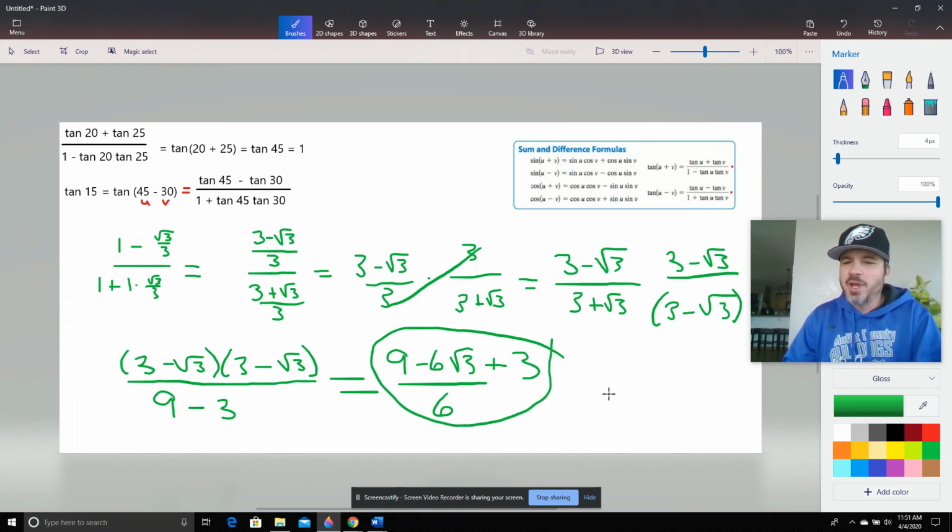So just be a little bit careful with tangent. Remember, killing fractions is a great strategy. And just know your basic fraction rules, and you always have to rationalize the denominator, people. So don't stop at this answer. Rationalize the denominator, all right? So that's sum and difference formulas.